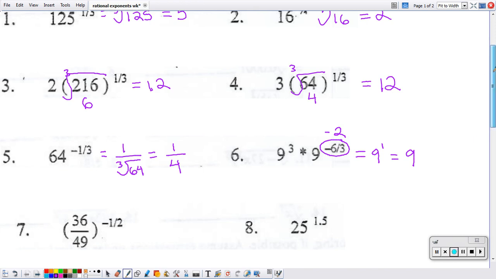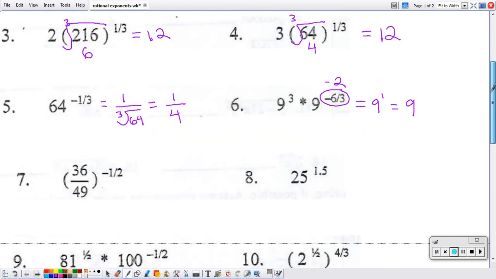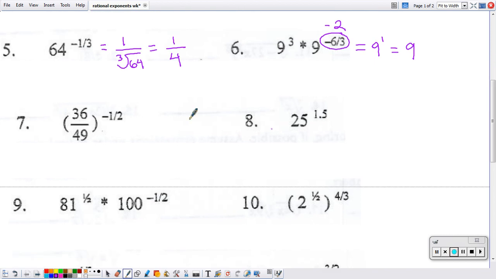Now number 7 is already a fraction. 36 over 49. It has a negative exponent. So what we really have is not the square root of 36 over 49, but the square root of 49 over 36. The negative exponent tells us to flip the fraction, and the square root of 49 is 7, and the square root of 36 is 6.